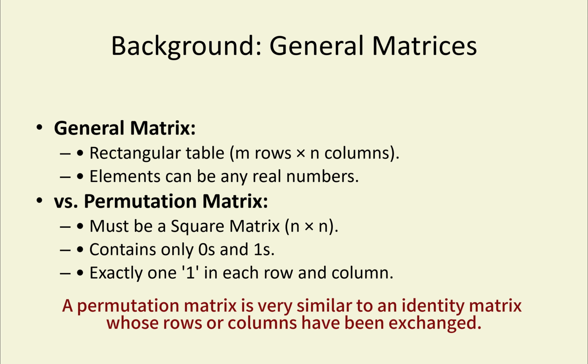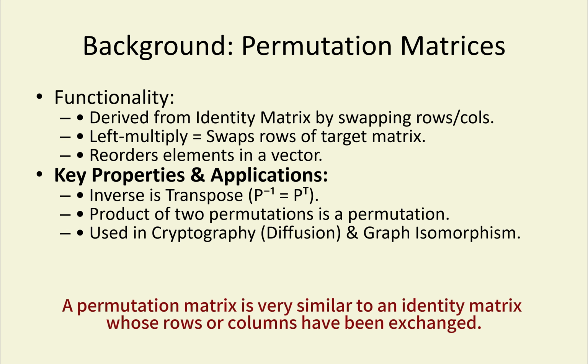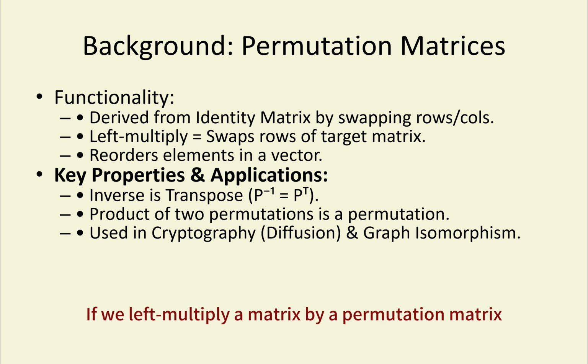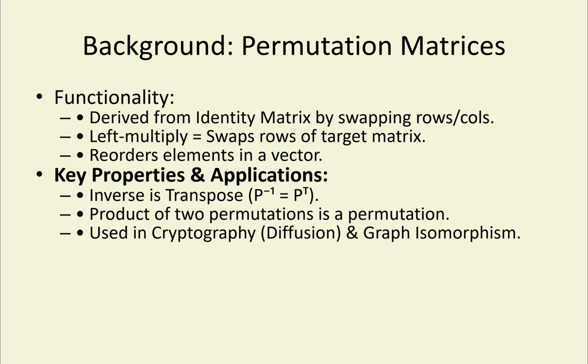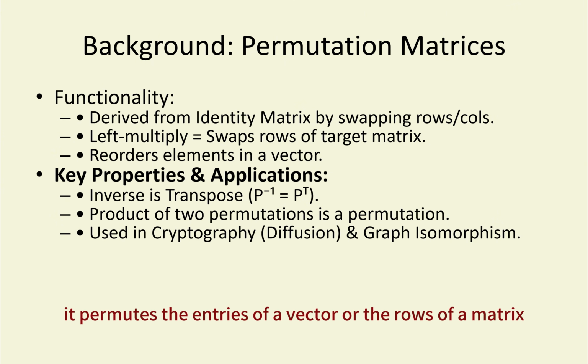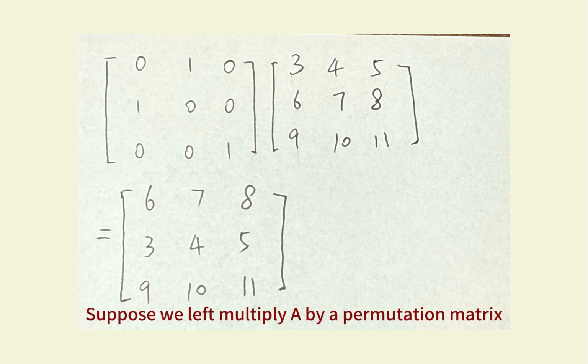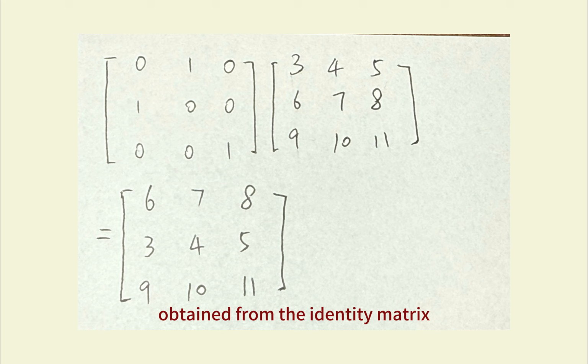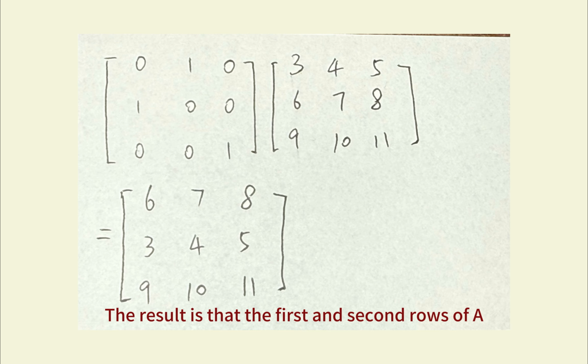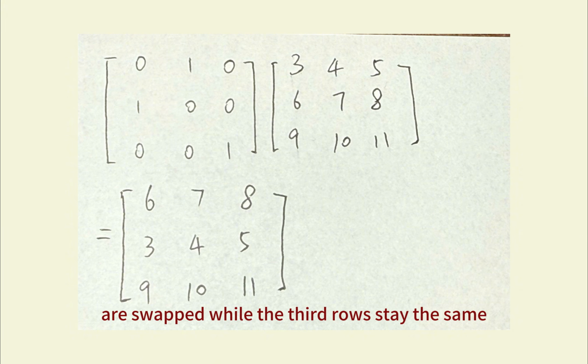A permutation matrix is very similar to an identity matrix whose rows or columns have been exchanged. If we left multiply a matrix by a permutation matrix, the rows of that matrix are reordered. In other words, it permutes the entries of a vector or the rows of a matrix. For example, consider a 3 by 3 matrix A. Suppose we left multiply A by a permutation matrix obtained from the identity matrix by swapping the first and second rows. The result is that the first and second rows of A are swapped, while the third row stays the same.